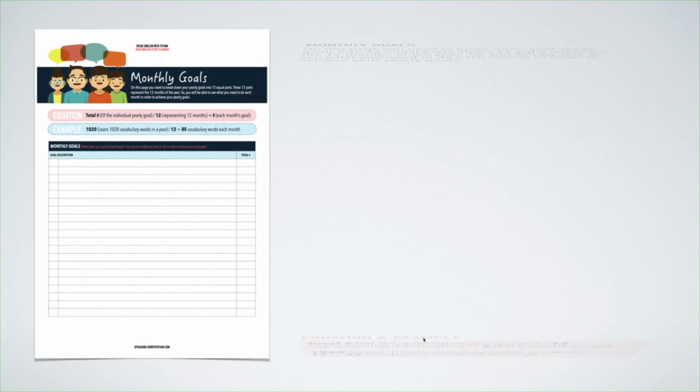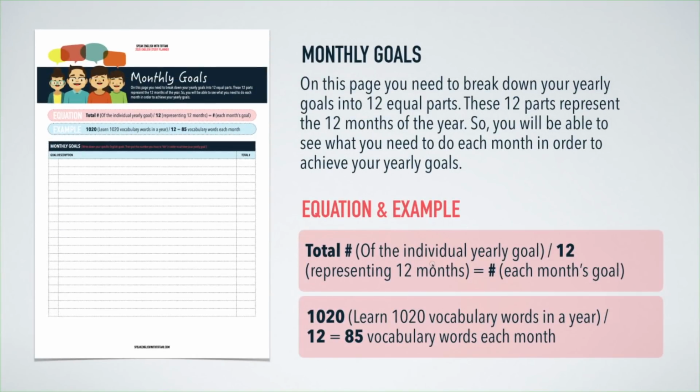So now after I've done that, I need to move on to the next page in my journal, in my planner. On this page, you need to break down your yearly goals into 12 equal parts. These 12 parts represent the 12 months of the year. So you'll be able to see what you need to do each month in order to achieve your yearly goals. Remember, I said I'm giving you the tool you need to accomplish and achieve all of your goals for 2020, all of your English goals.